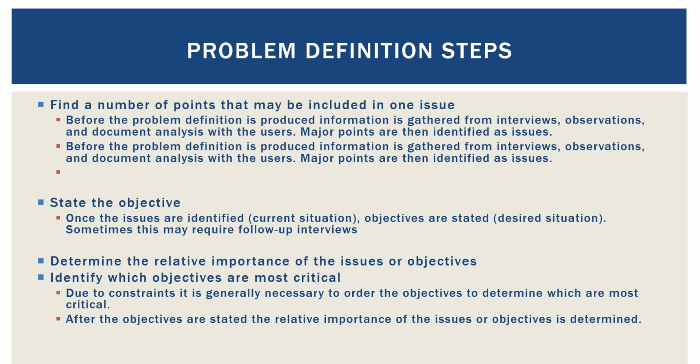So, number 2, you state the objective. Once the issues are identified, that's the current situation. Objectives are stated. Once you identify the issues, then obviously you can actually tell what you want to achieve. That is the desired situation. So then determine the relative importance of the issues or objectives. Identify which objectives are more critical.